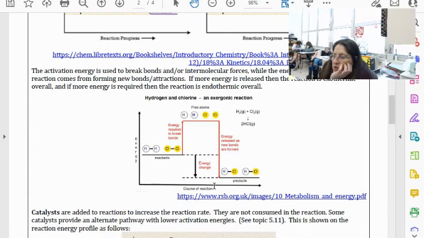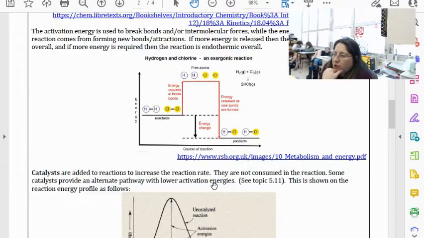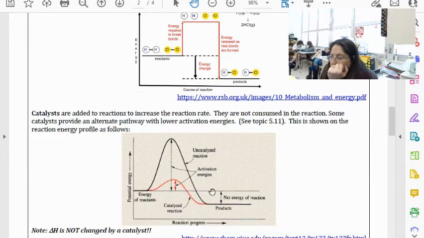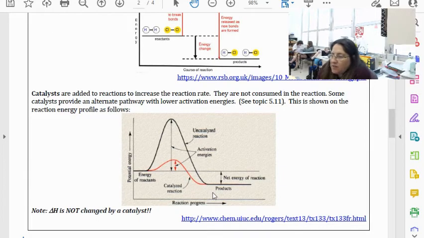Okay, so when we look at these and we have more energy, when we break these things apart, that's going to take energy. They're free here and then they come back together, they give off. This is going to be your energy change. Since your reactants are higher than your products, that means that this is going to be an exothermic reaction. Catalysts simply lower this activation energy.